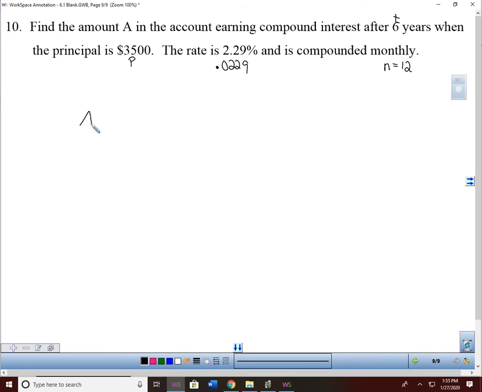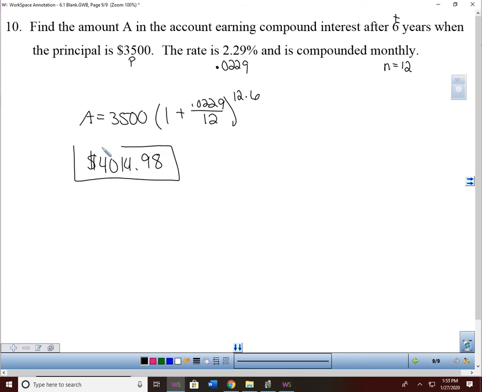So I get 3,500 times 1 plus 0.0229 over 12 raised to how many times I'm compounding times how many years, which is going to give you $4,014.98. It's really not that much to make after 6 years.